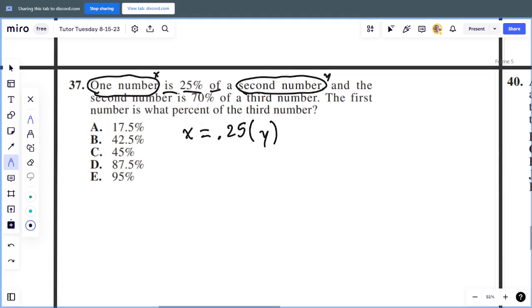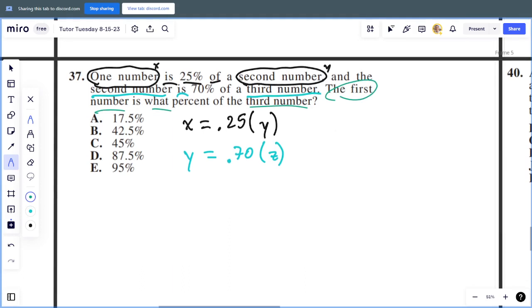So what I've done is converted this first sentence into math. One number x is 25% of another number. And the second number, y, is 70% of a third number. Let's call that z. Then we're trying to relate the first number: it is what percent of the third number. So we need to eliminate the second number and get it in terms of x and z. No y. So what I could do is just substitute.